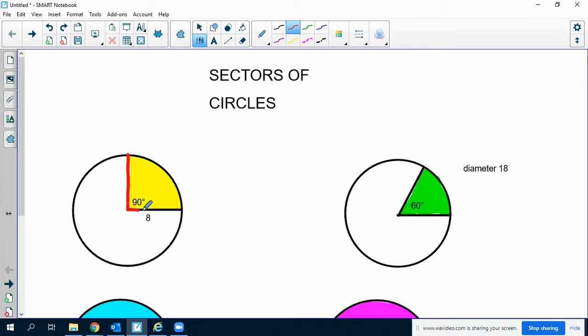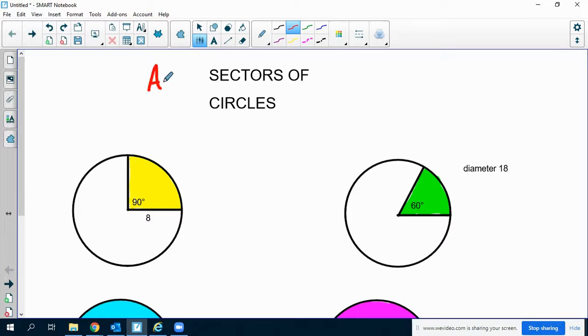So for example, in this picture, we actually have two sectors. We have the sector that is highlighted in yellow, and we have the sector that isn't highlighted, that's all white. So those are two sectors of this circle. A sector of a circle, once again, is the interior portion of a circle that's cut off by two radii.